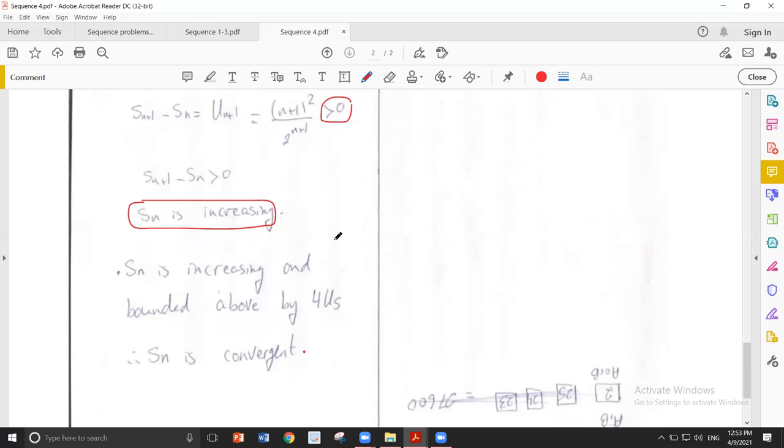It is bounded above, meaning all the terms of the sequence are less than 4U5. Like your age is bounded above by 18; 18 is the upper bound, your age can reach 18 at most. So 4U5 is an upper bound of Sn: we have Sn less than 4U5. Every term of the sequence is less than 4U5, so therefore Sn is convergent.